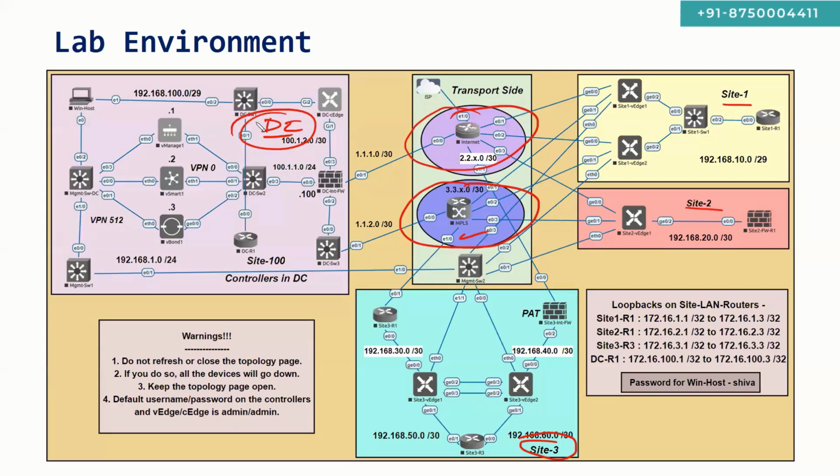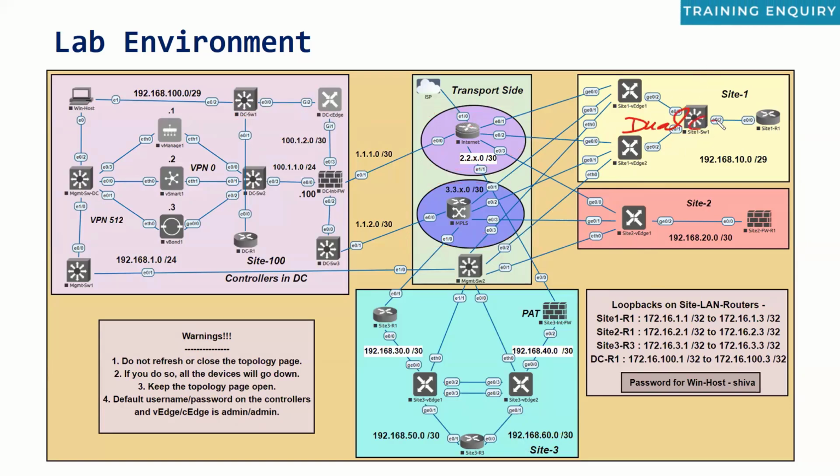We have got this DC. So in DC, we have got C edges, the Cisco edge router, and then we have got V edges across all other remote sites. You can also see that some of the sites are dual CPE sites. When I say dual CPE, you have got two different managed routers. That's called a dual CPE site. And then we have got single CPE sites.